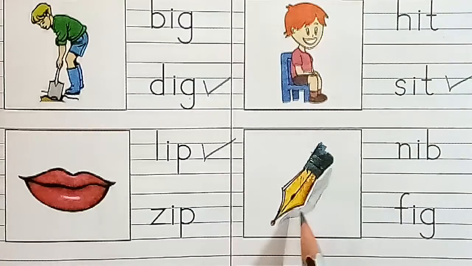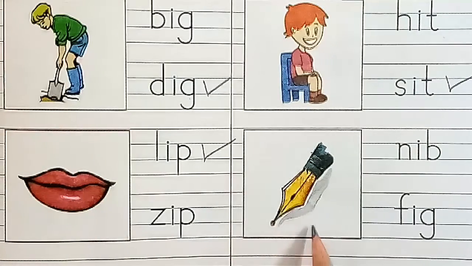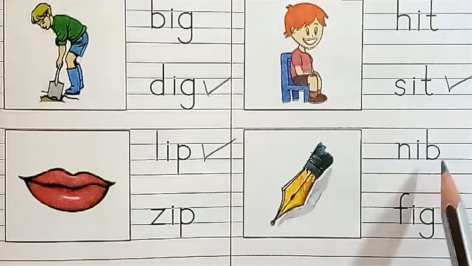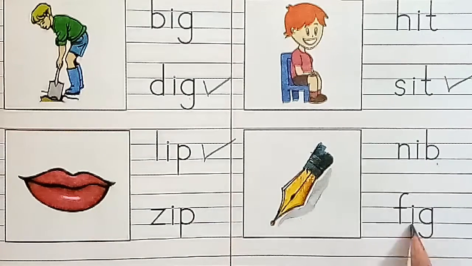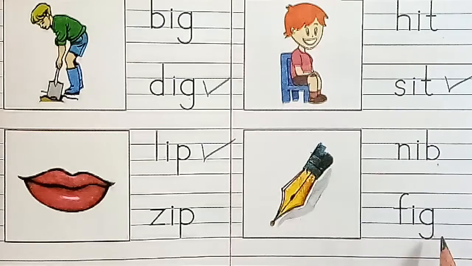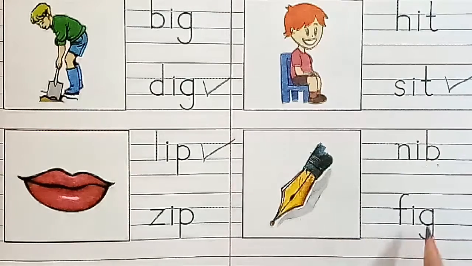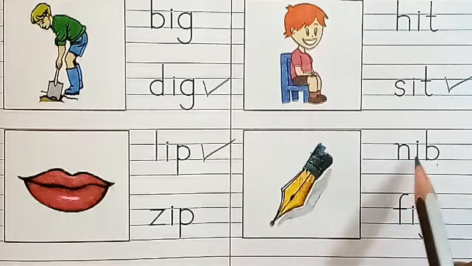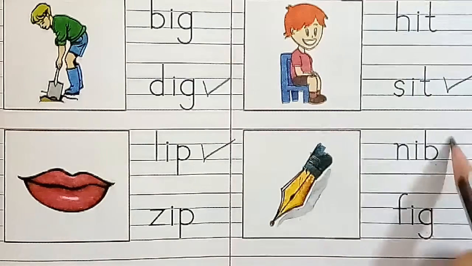See the picture and tell me its correct name. N-I-B, nib or F-I-G, fig? It is not fig. Its correct name is N-I-B, nib.